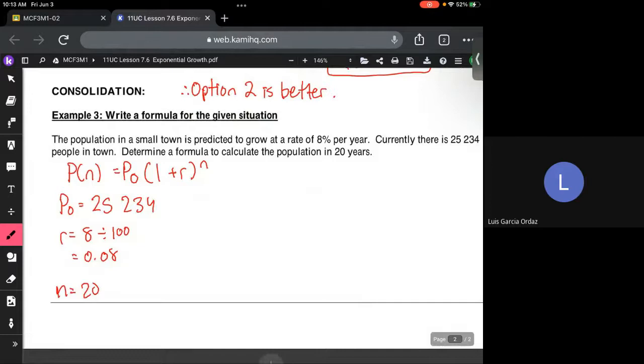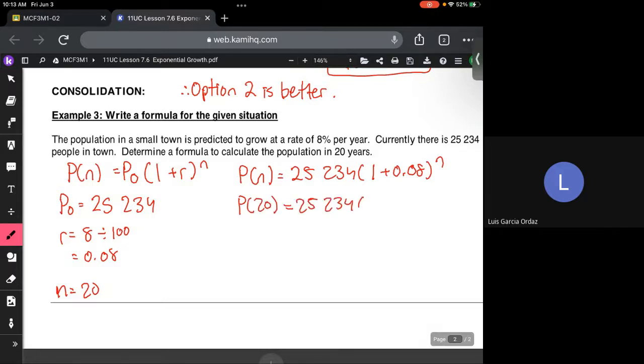So our population can be P of n is equal to 25,234 times 1 plus 0.08 to the power of n. And because n is 20, I do P of 20 is equal to 25,234 times 1.08 to the power of 20. Because it's asking me to just write an equation or a formula, I can just leave it at that. If I ask you to solve, what was the population?